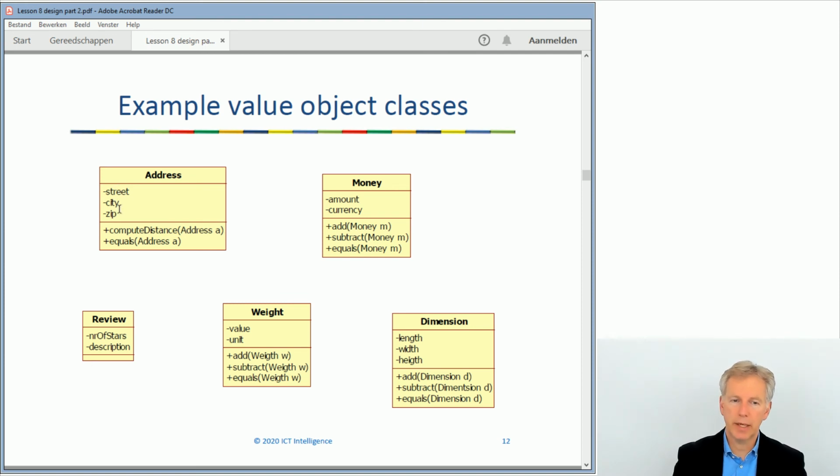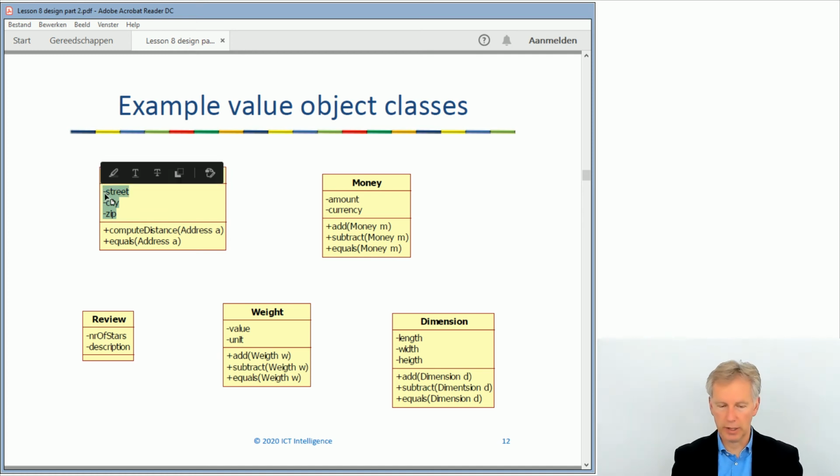What makes this address unique? Well, it's street, city, zip together. If I have two addresses and there's a difference between them, then they are different addresses. If they are the same, then that makes them equal. But there is no address number, address ID, and those kind of things.